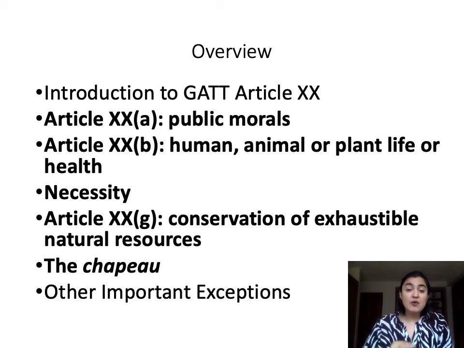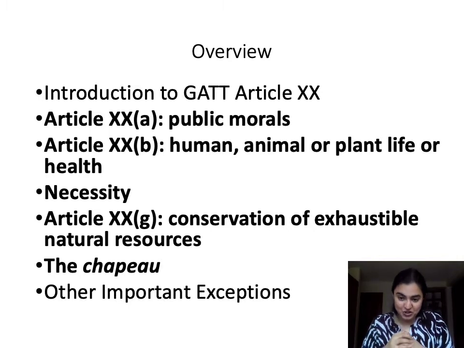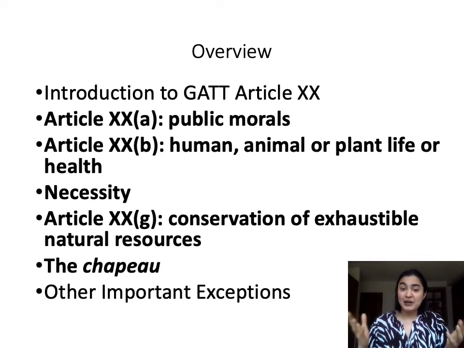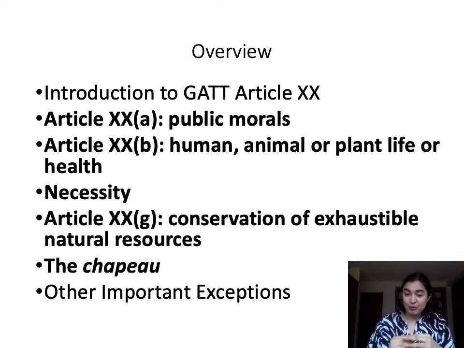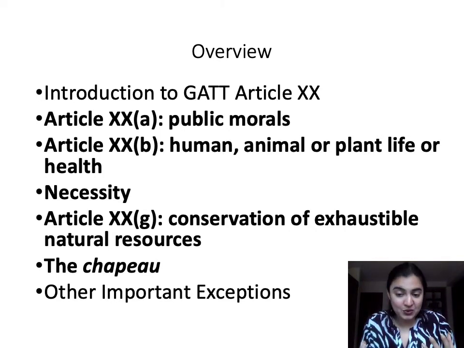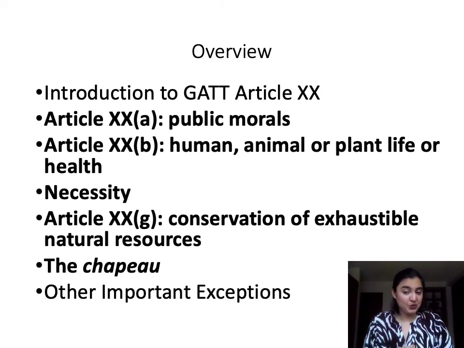For example, Article 20A has two elements that you have to satisfy. But after you have satisfied these two elements, you have only justified your measure or violation of Article 1 or Article 3 preliminarily, not finally. And then you have to go to chapeau and satisfy the two requirements of the chapeau. And once you have satisfied the requirements of the chapeau, only then you can justify your measure, even though that measure leads to violation of Article 3 or Article 1 of GATT 1994.